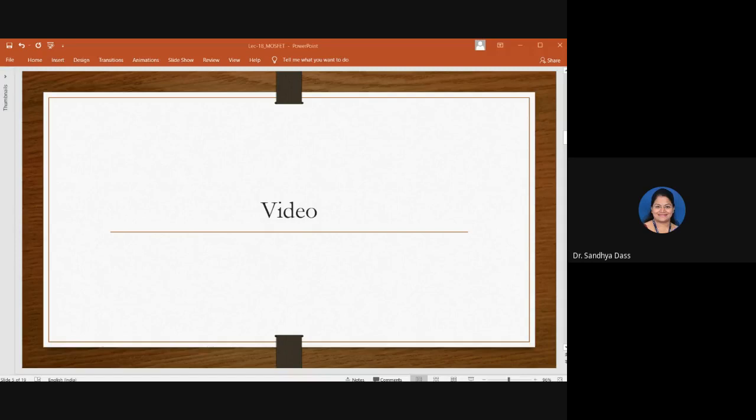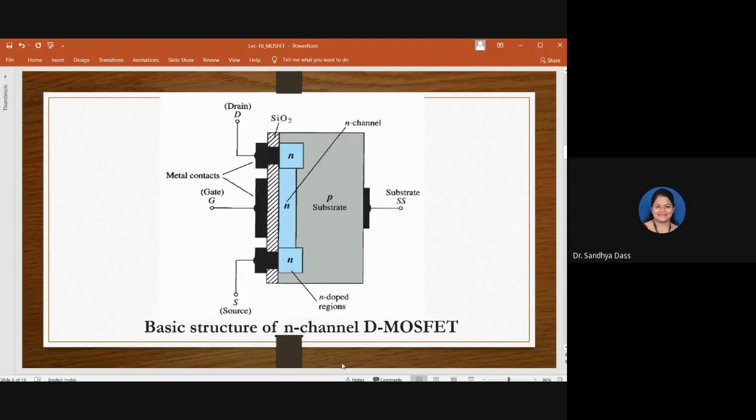Okay, fine. I just wanted to give you a glimpse of the construction part of the MOSFET. Anyways, I will explain, but hoping that you have got some idea of the construction part. Anyone can acknowledge? Yes, ma'am. Okay, thank you so much.